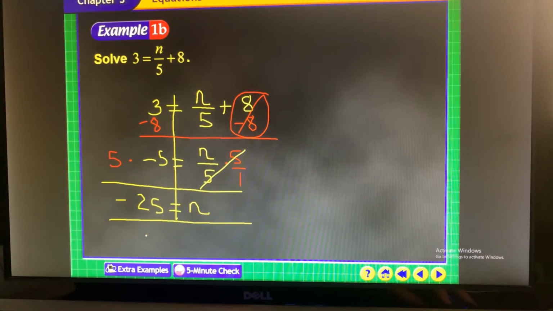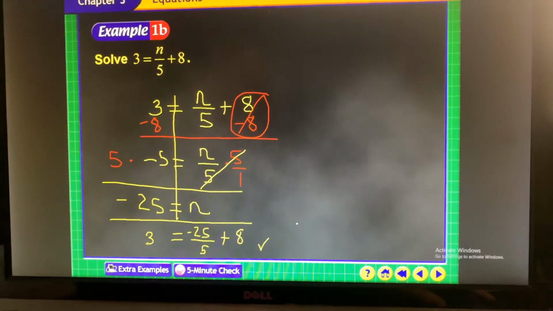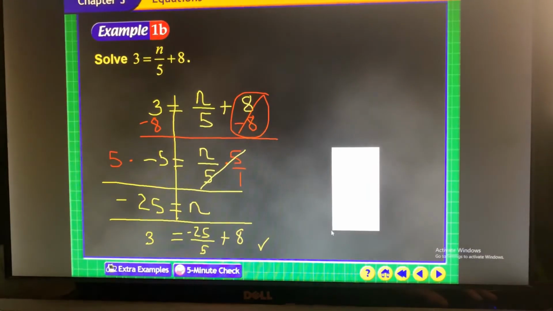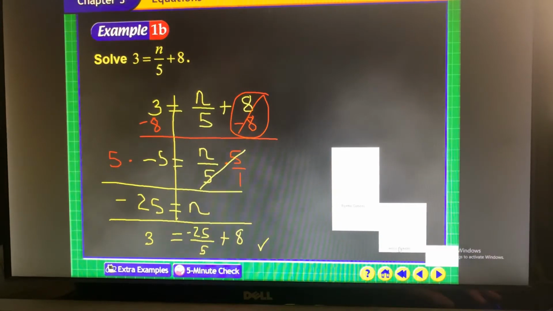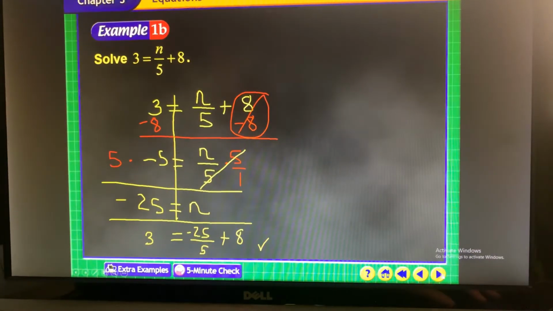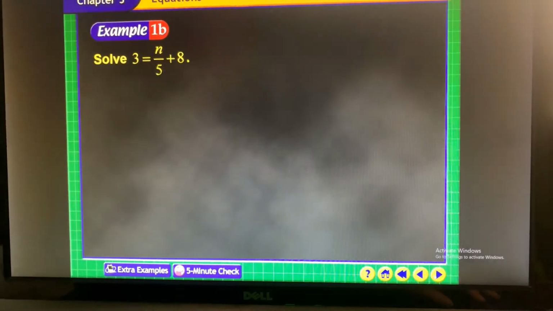Substitute it back in. I want the whole thing to equal 3. So negative 25 divided by 5 is negative 5. And negative 5 plus 8 equals 3. It checks. It's just a little longer, but again, once you get used to doing it, it really isn't hard. You can go very fast. Time yourself. Try to see if you can get faster at it.